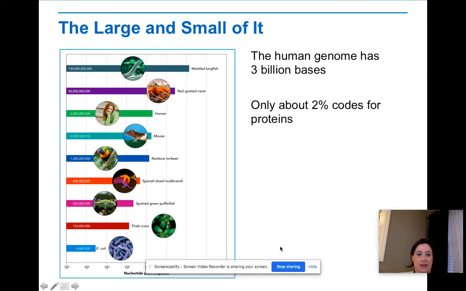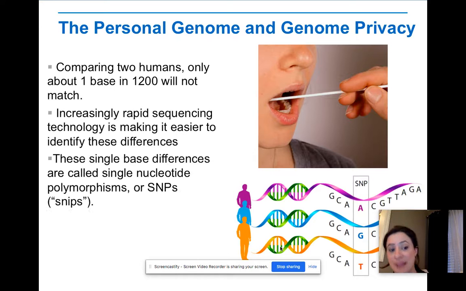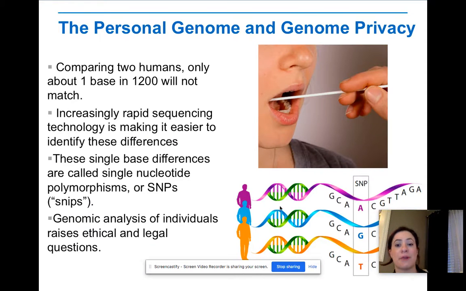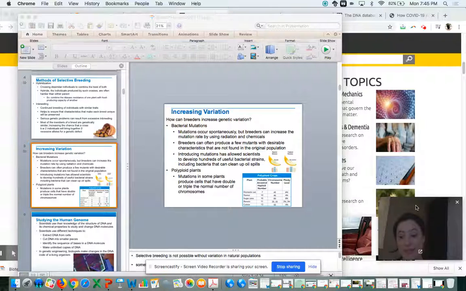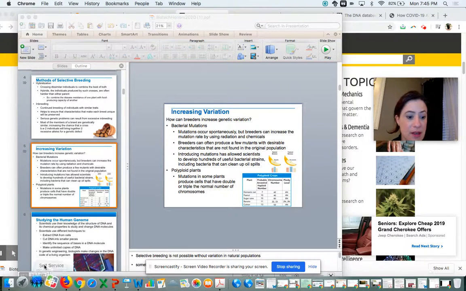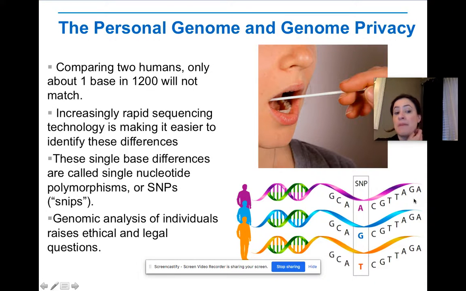Notice the scale down here. But very little of our DNA actually codes for protein. Part of the rest of our DNA is involved in the regulation of how our genes are expressed. And as we study more of our personal genome, it raises some interesting questions. Now, comparing two humans, only about one base in 1200 will not match. So these single base differences are called single nucleotide polymorphisms, or SNPs.